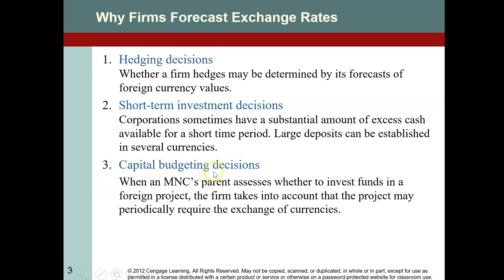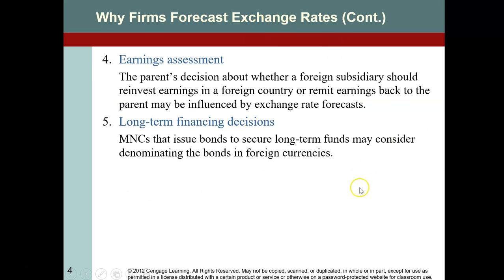Number 3, capital budgeting decisions. When a multinational corporation's parent assesses whether to invest funds in a foreign project, the firm takes into account that the project may periodically require the exchange of currencies. Okay, so when the firm decides whether it needs to hedge, what kind of short-term investment it should make, and whether it should invest in the foreign projects, the firm needs to forecast exchange rates.